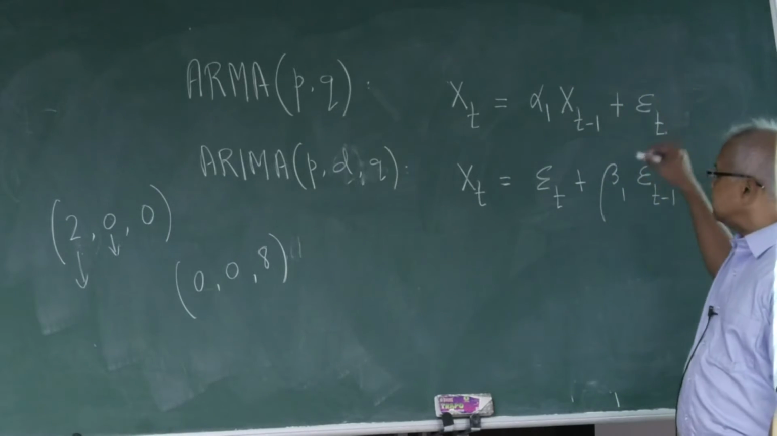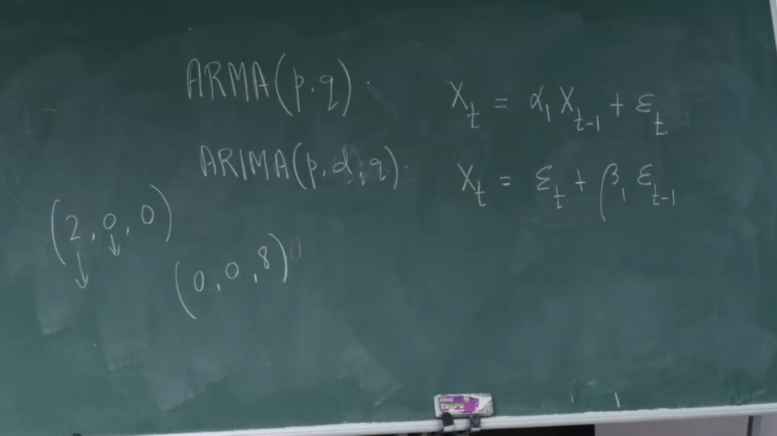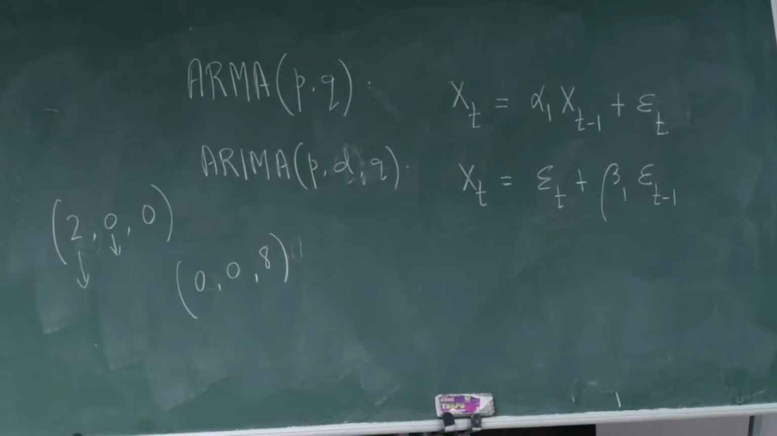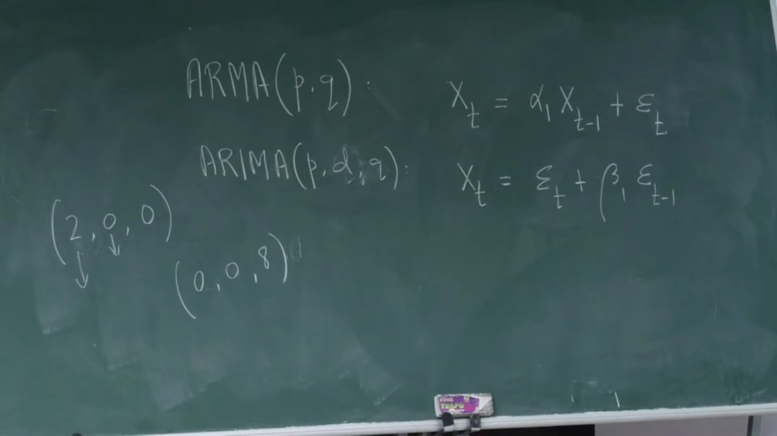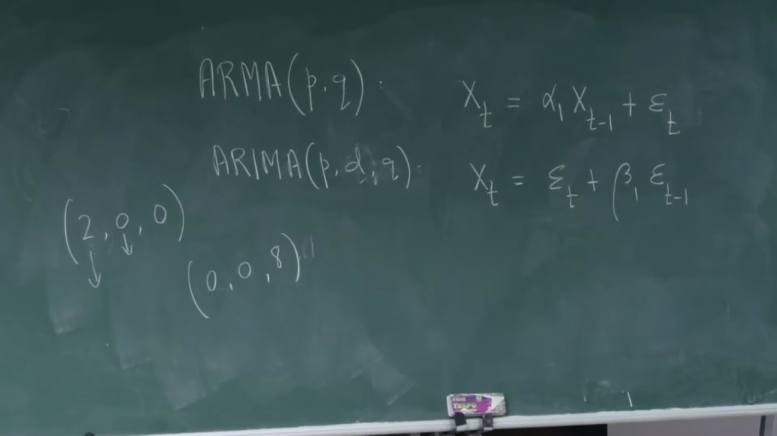Estimating alpha 1 is much easier than estimating beta 1. Why? Because we have the xt minus 1 data. Yes, you have xt minus 1. So based on the data we can estimate. And what about the second one? We don't have it, based on the data. Yes, I think I get your point.